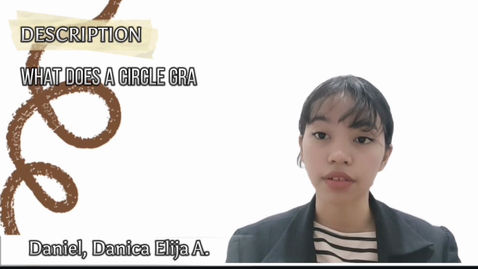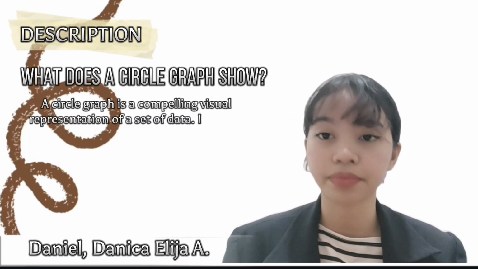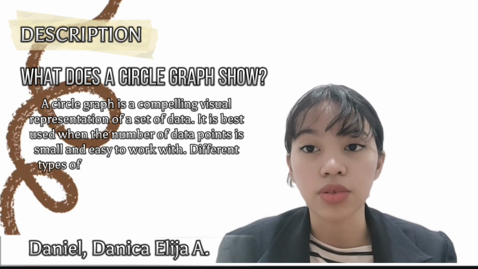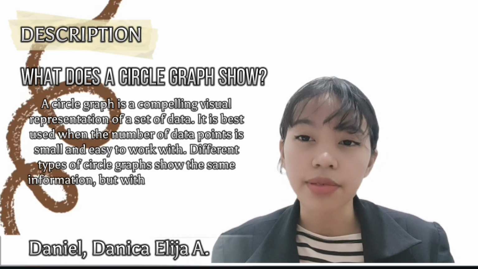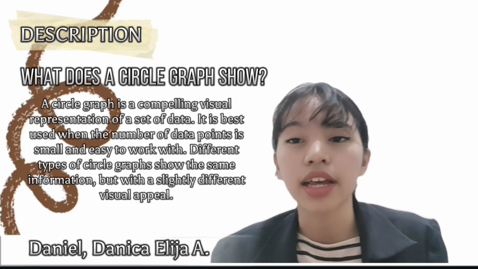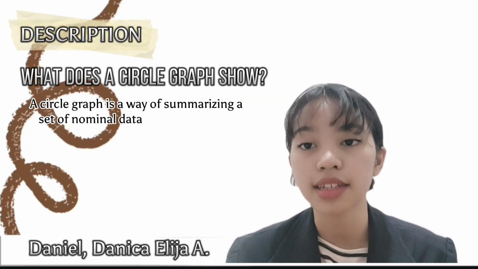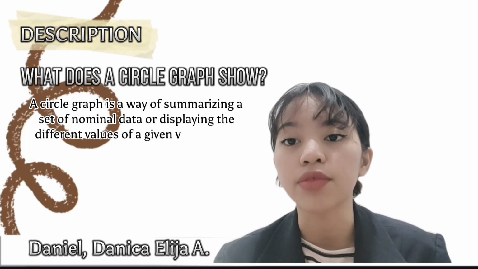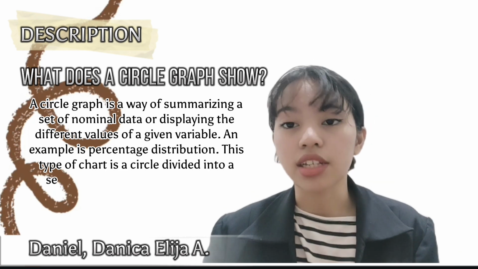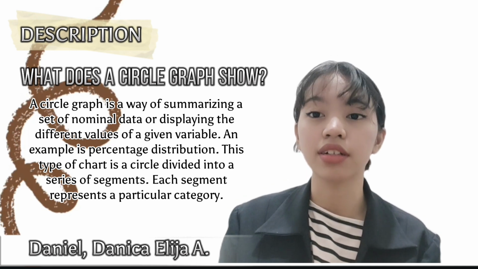So what does a circle graph show? A circle graph is an effective visual representation of a set of data. It is best used when the number of data points is small or easy to work with. There are different types of circle graphs that show the same information but with a slightly different visual appeal. A circle graph is a way of summarizing a set of nominal data or displaying the different values of given variables. An example is a percentage distribution. This type of chart is a circle divided into a series of segments, where each segment represents a particular category.